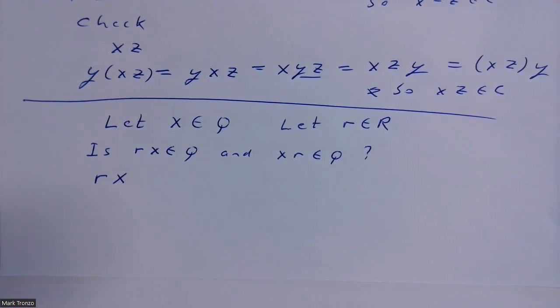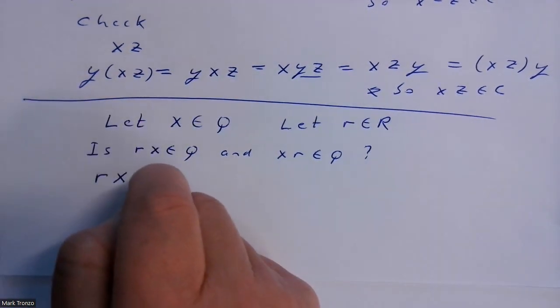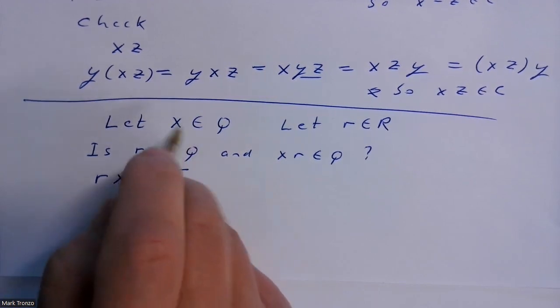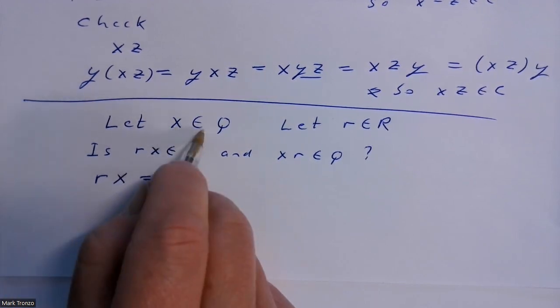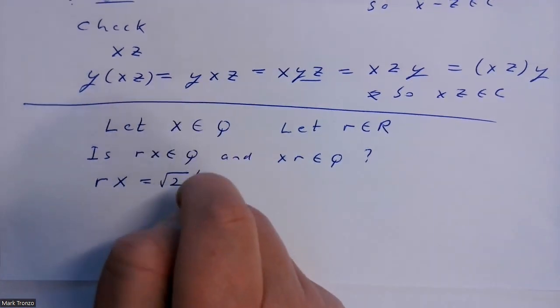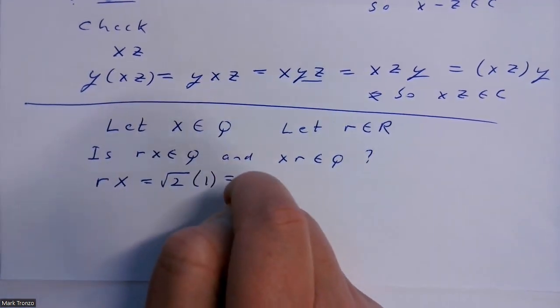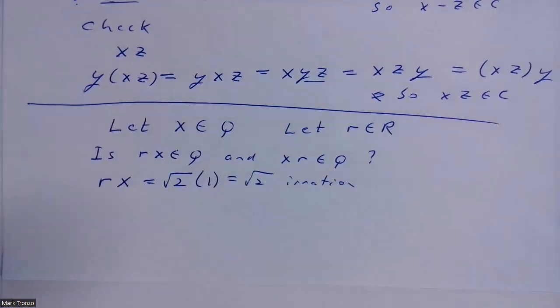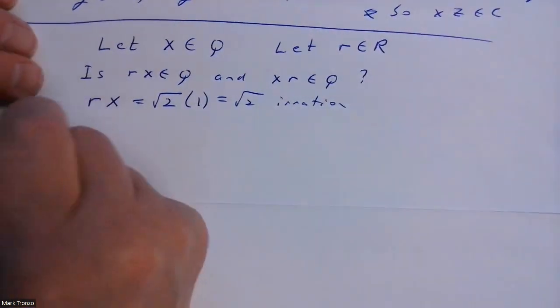Now, the only thing is the reals include irrational numbers. So in this case, if you had an irrational number times, let's say one, well, the easiest thing would be to say one to show it doesn't work. That would be irrational, right? So that's not going to be in there. Exactly.